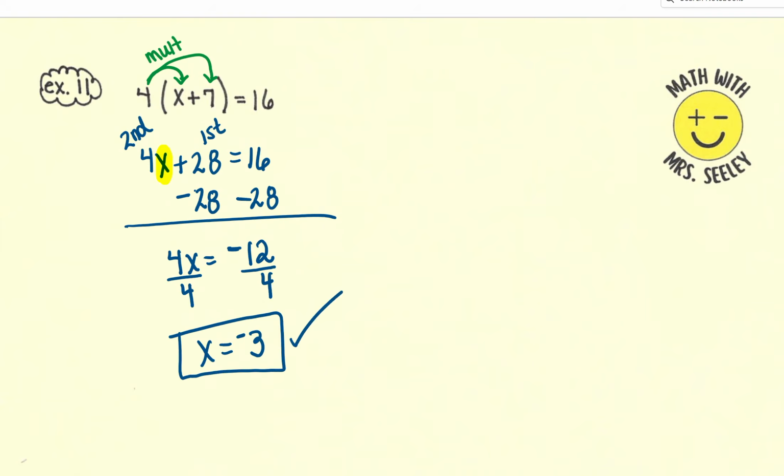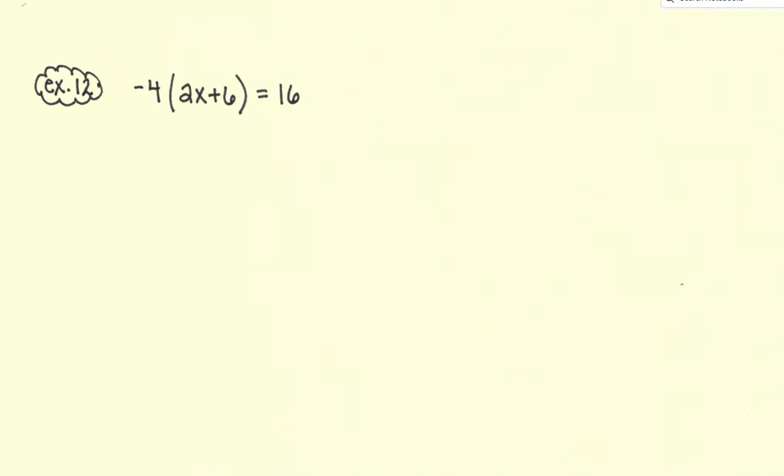And it's a check. All right, last one, and if you'd like to, pause the video, try it on your own, and come back and check your answer. All right, I hope that you knew to distribute first. Distribute just means to multiply that negative 4 through.